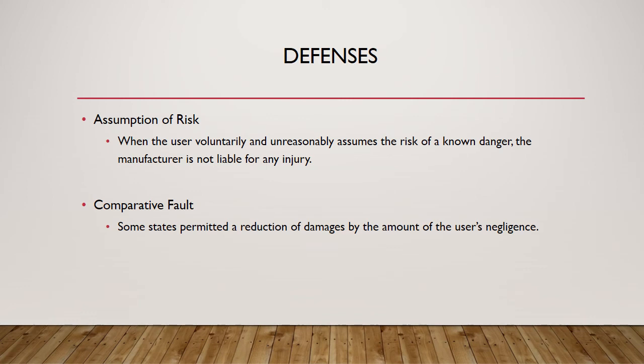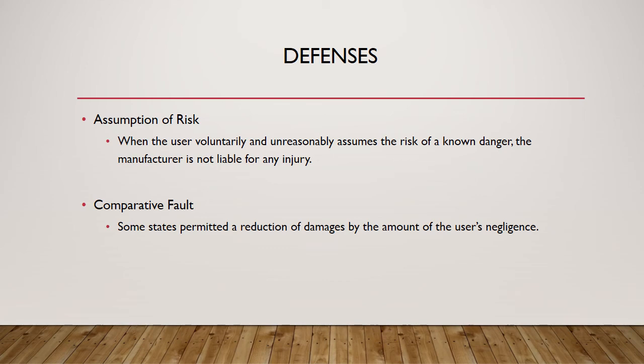So we've looked at the potential ways in which a manufacturer or a seller may be liable for unreasonable or defective conditions of products. So it looks like they're just in a bad spot, but there are a number of defenses that a manufacturer or seller may have to a product's liability claim. Here we'll briefly go through a few of those. The assumption of risk. We talked about it just a moment ago. Basically, when the user voluntarily and unreasonably assumes the risk of a known danger, the manufacturer is not liable for that injury. This was the example of the medication.